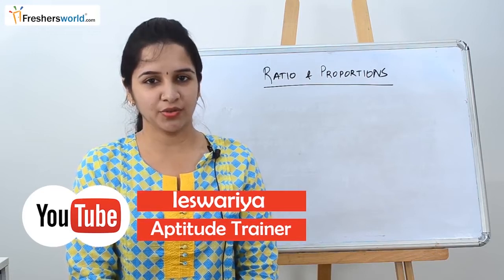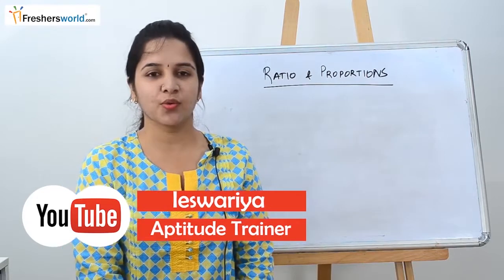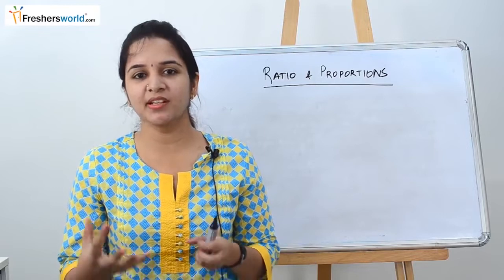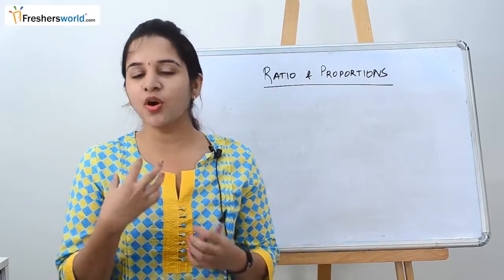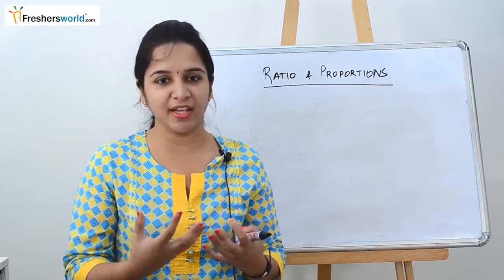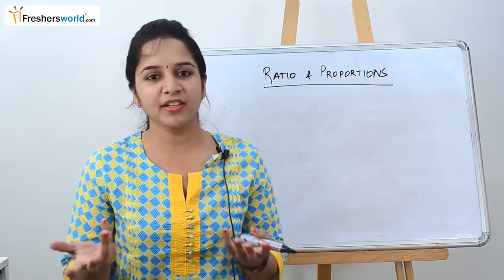The topic that we are going to look at today is ratios and proportions. So what is a ratio? A ratio is nothing but a relationship between two variables. You will often face a question where they will give you an A value and a B value and ask you to find the ratio between them.